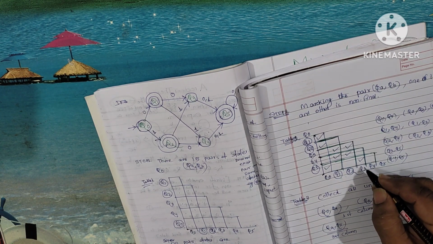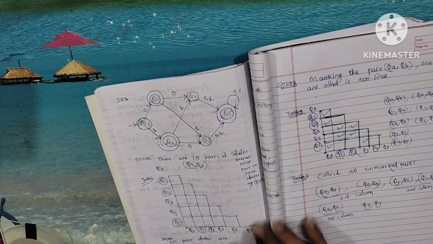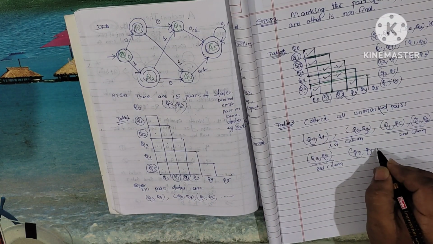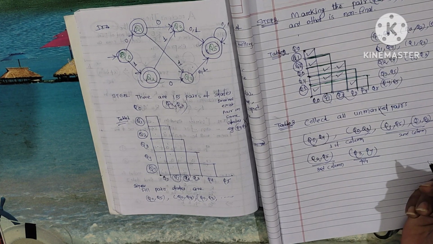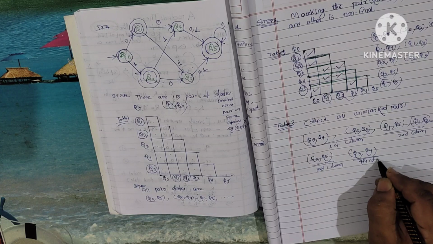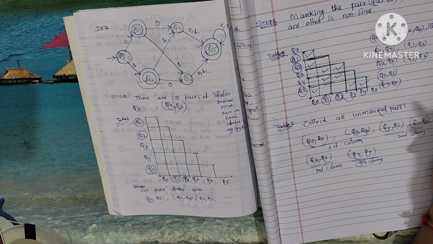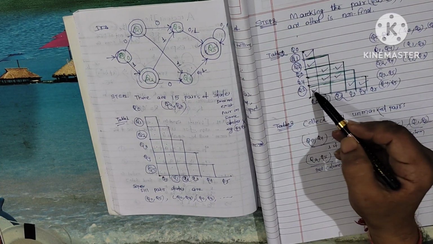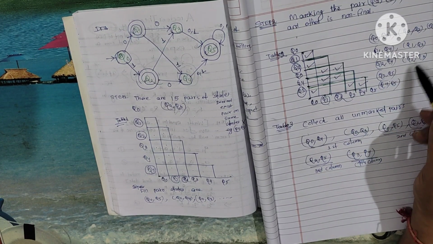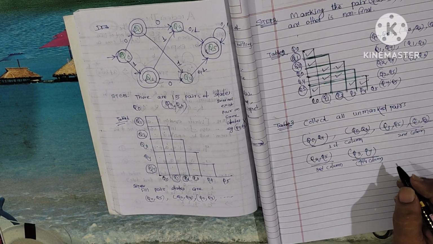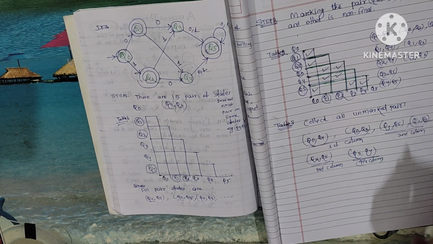you will find Q3, Q4, fourth column, Q4, Q5 is a marked state here. You can see the count here: 1, 2, 3, 4, 5, 6, 7, 8, 9. So in the fourth column, we have collected all the unmarked pairs.